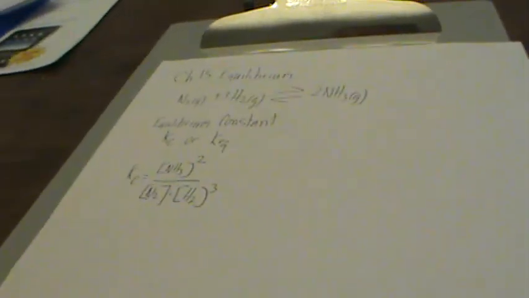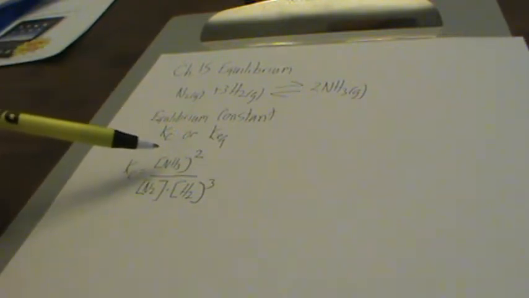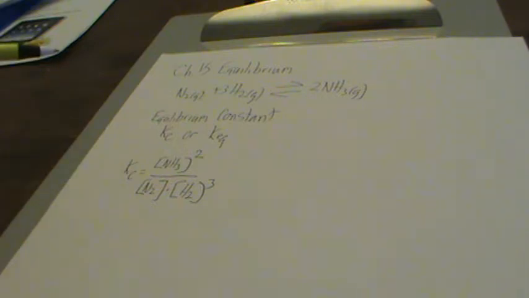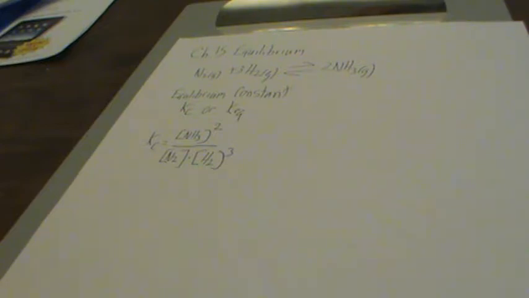So if we were actually given any kind of numbers for the concentrations and everything, we would plug the numbers into our formula right here, and that would produce the equilibrium constant. Now, the equilibrium constant is just a number. There are no units with it whatsoever. So let's look at another example.